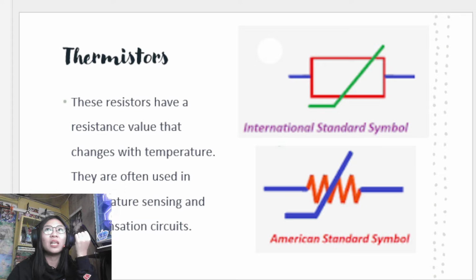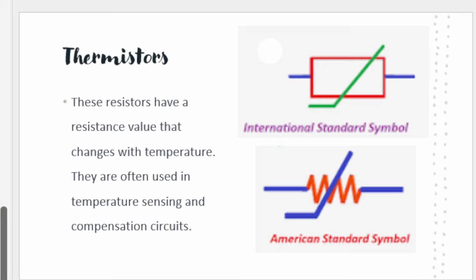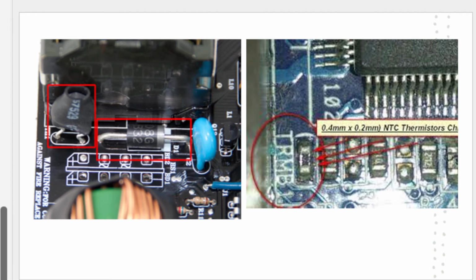So usually it is used in temperature sensing or compensation circuits. So thermistors, we have here the thermistors, this one, and then this is also a thermistor. Okay, so that is a thermistor.